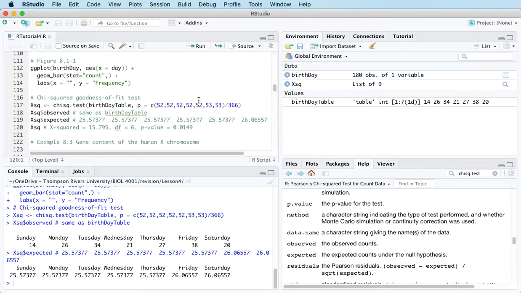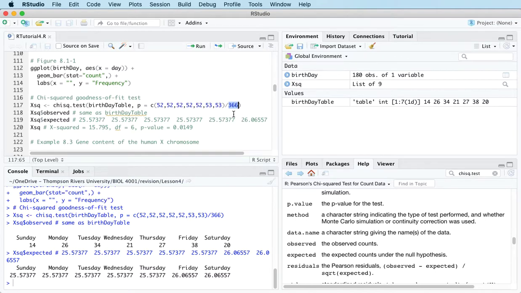And then we can also look at the expected frequencies for each day of the week. These expected frequencies are what we would have if the null hypothesis was true. So if indeed the frequency of births on each day of the week is proportional to the number of times that day occurs in the year, then we would have a fraction 52 over 366 times the number of births in total, which I think was 180 in this case.